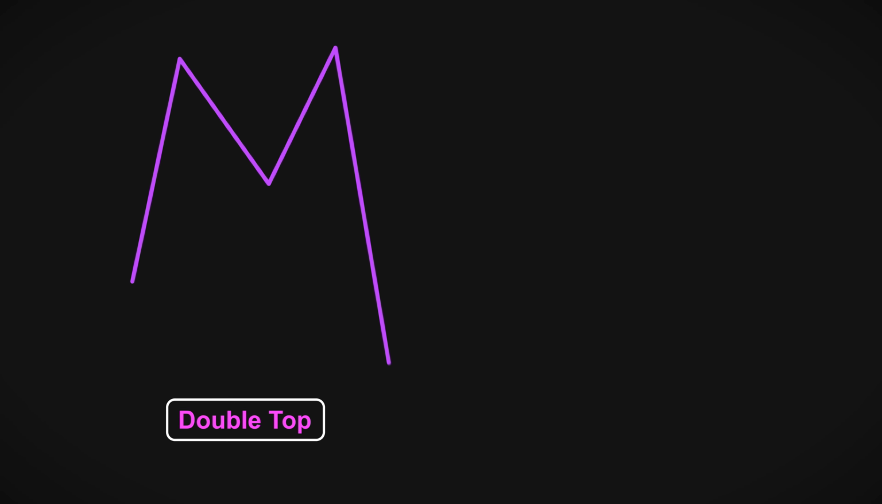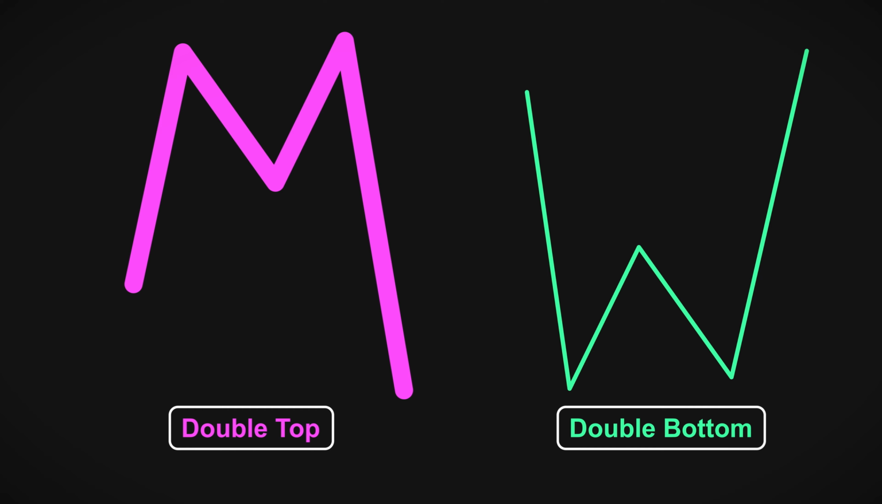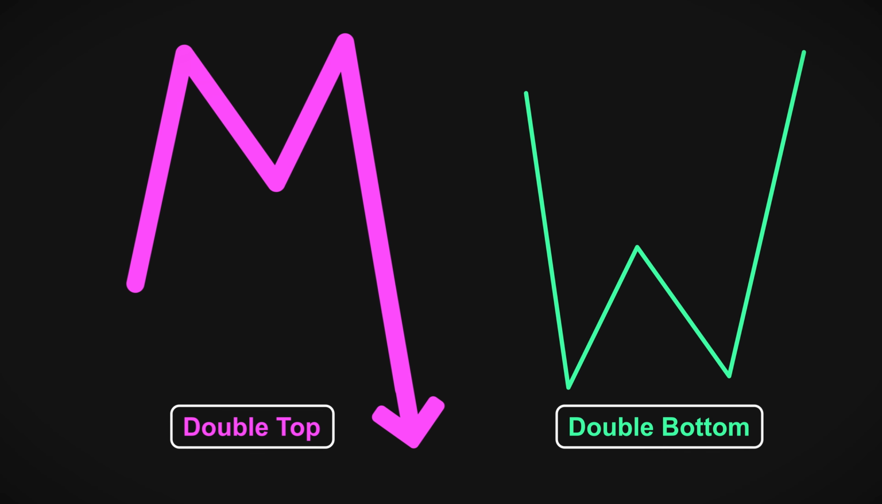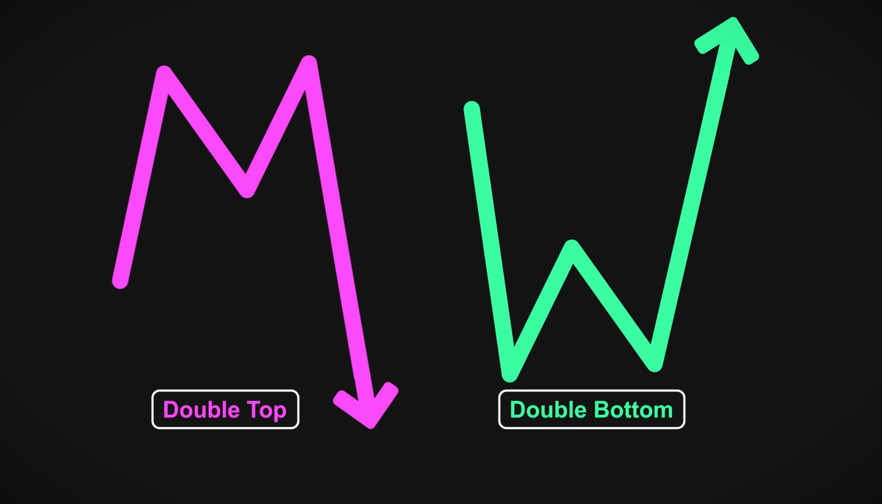The third way is the MACD double top and double bottom pattern. If there is a double top pattern on the chart, there's a chance for the share price to fall. If there's a double bottom pattern, there's a chance for the share price to rise. Let me explain this with an example.